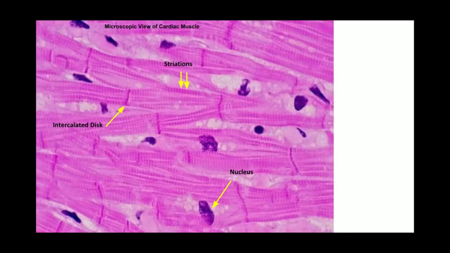The other type of muscle in our body is called smooth muscle. The smooth muscles are fusiform in their shape. They don't have any striation. They only have one nucleus, and their nucleus is located in the center of each cell. And the last type of muscle is called cardiac muscle.